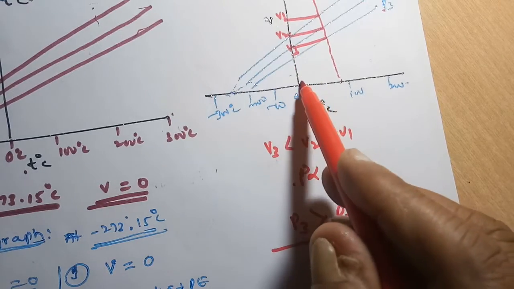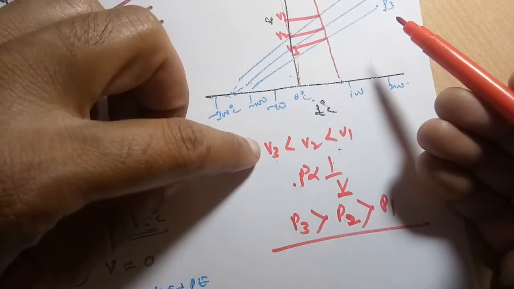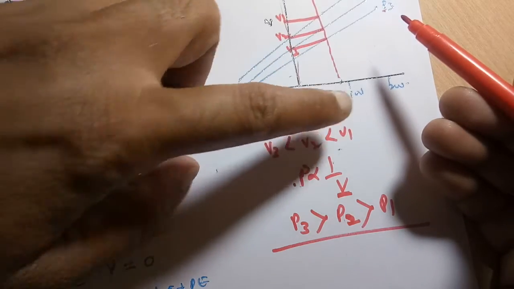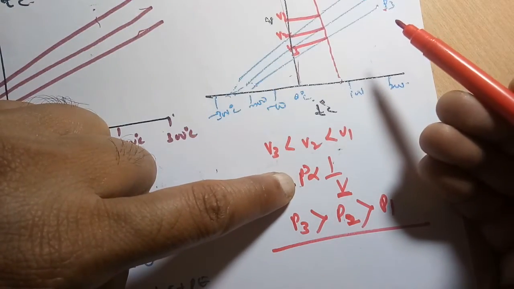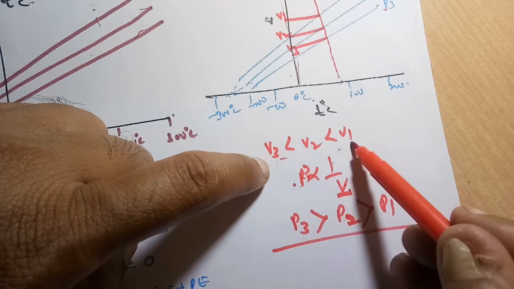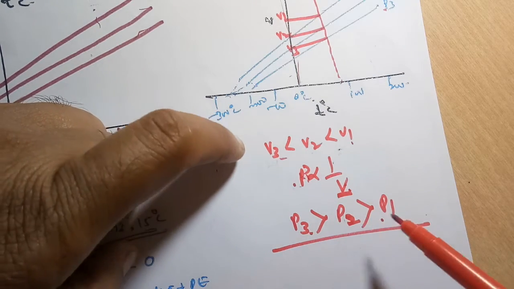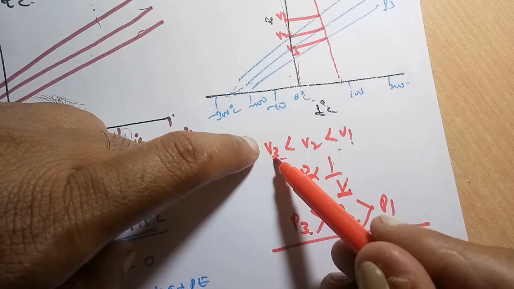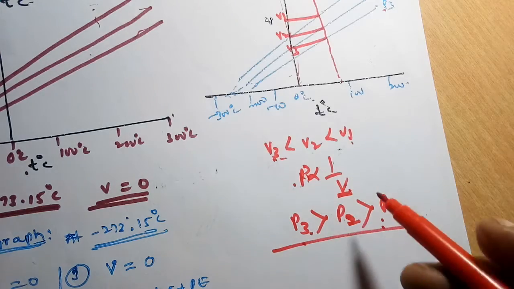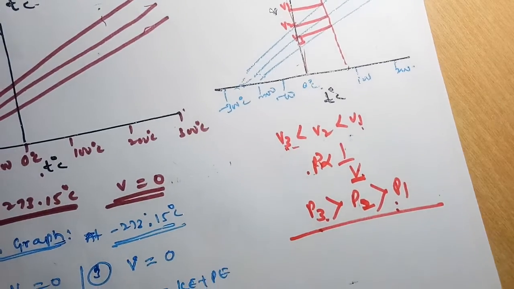So going upward, the volumes increase: V3, V2, V1 increase. We have the relation P is proportional to 1 by V, so P and V are inversely related. In the opposite manner the P's are present. V3 is less, so P3 is more. V1 is more, so P1 is less. So this is the relation among V's and P's.